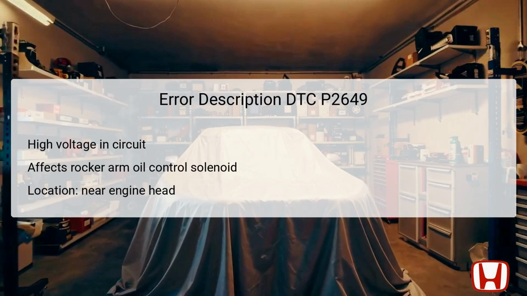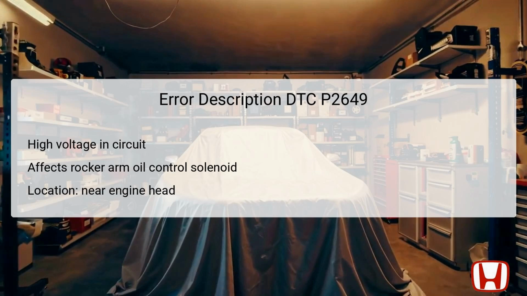The DTC P2649 indicates a high voltage condition within the rocker arm oil control solenoid circuit. This solenoid is located near the engine head, where it plays a vital role in the VTEC system's operation. By controlling oil flow to the rocker arms, the solenoid enables the engine to switch between the economy and performance settings, optimizing power and fuel efficiency.